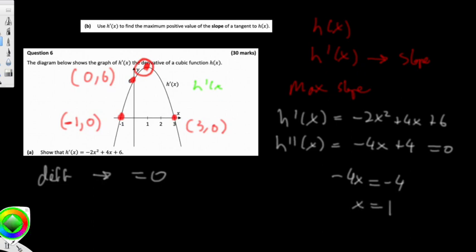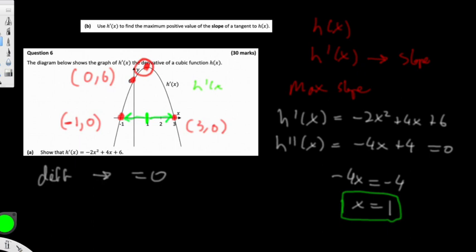So what we're saying is that the maximum of this function is here at 1. That makes sense because 1 is the same distance away from minus 1 as it is from 3. So the maximum for a quadratic equation is always halfway in between the roots. Although it's not enough to say that, you have to use calculus to get the maximum, but we can check it with that.